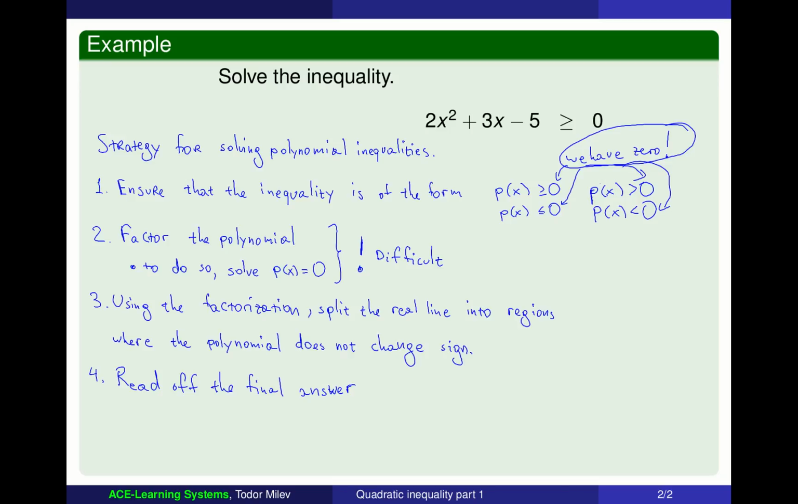Okay, so once again, let's recap. The strategy is, first, ensure that the inequality is such that we have 0 on one of the two sides. Usually we put the 0 on the right hand side. Next, we factor the polynomial. Next, using the factorization, we split the real line into regions where the polynomial does not change sign. And then finally, we read off the answer. Now I'm going to erase this recipe and we're going to proceed with our concrete example.